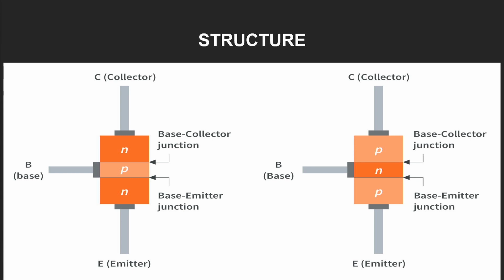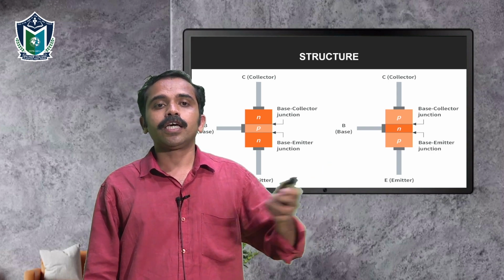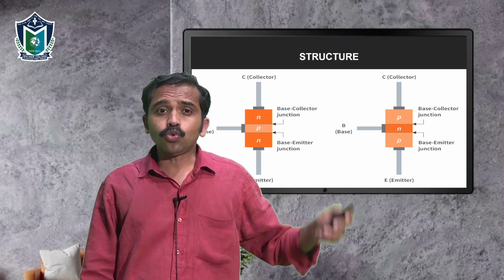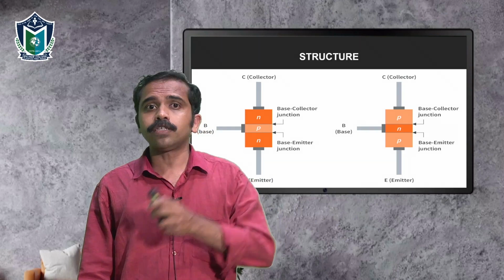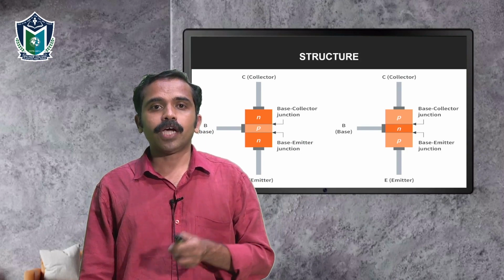In the left side, it is the structure of NPN transistor, and on the right side, it is the structure of PNP transistor. From the figure itself, you can see that there are three regions in a transistor. That is the collector region, base region, and emitter region. The base region generally acts as a control region. Corresponding to these three regions, there are three terminals also. Their names are collector terminal, base terminal, and emitter terminal.